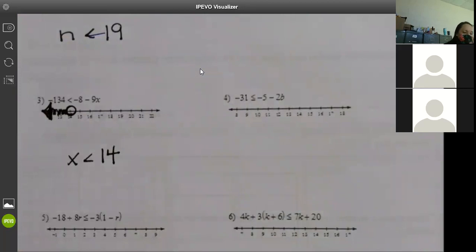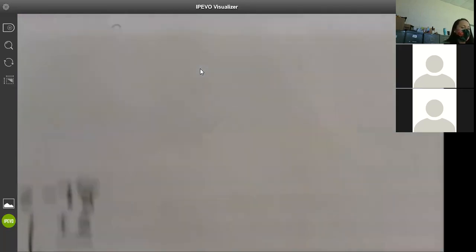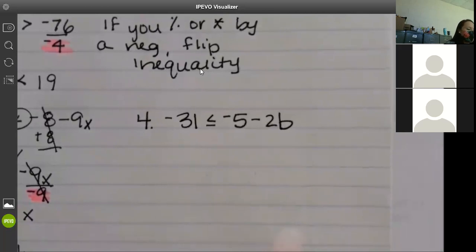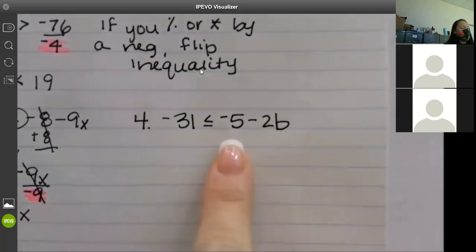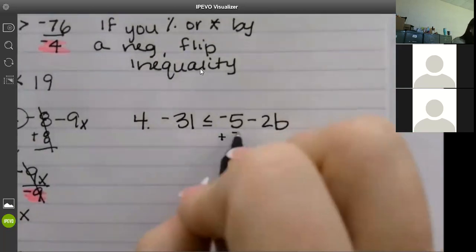I'm going to go to number 4. I'm just writing that down right now. Negative 31 less than or equal to negative 5 minus 2b. Okay, so again, all I did was write down number 4. I'm solving for b, so I need to get rid of the 5. How do I get rid of a minus 5 or a negative 5? Add it to both sides.